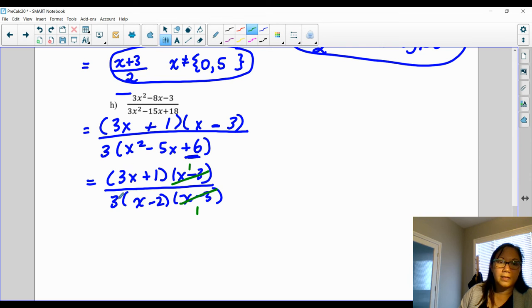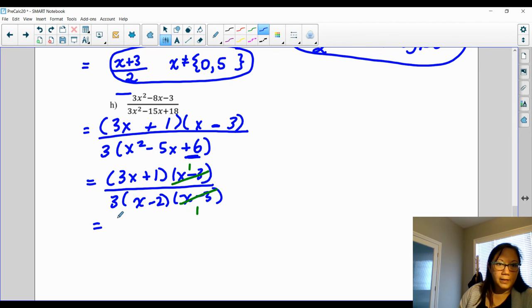I cannot cancel this 3 with this 3 because I can only cancel an entire factor, this whole bracket, with an entire factor. And so because this is part of a partnership with the +1, I cannot cancel it with the 3. It's a common mistake that I see people make. So just be aware of that.